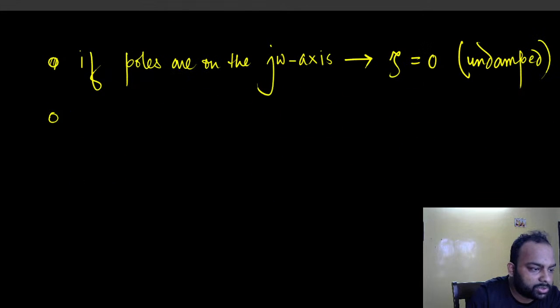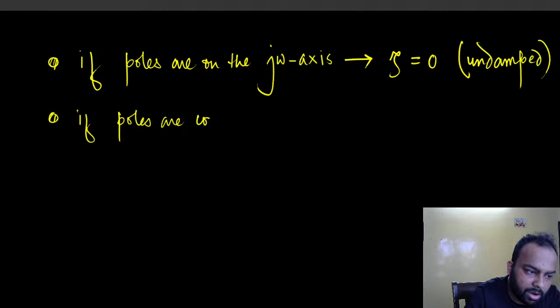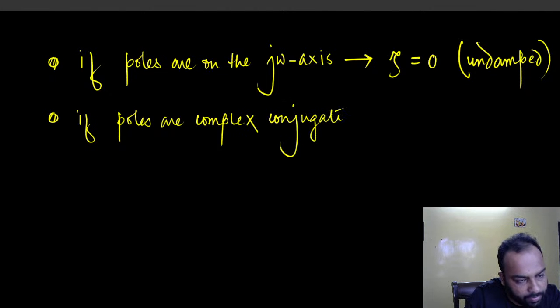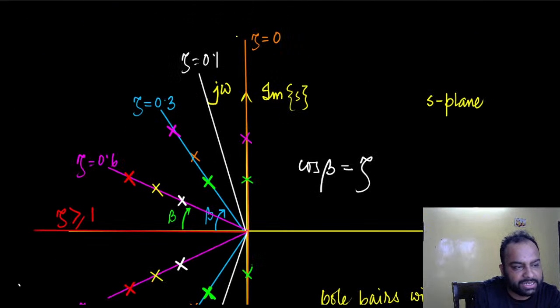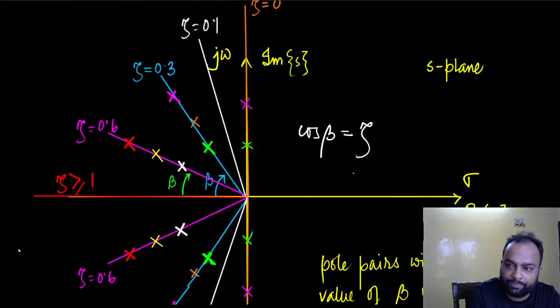right? So if poles are complex conjugate pairs and are on the left half plane. Now what is the left half plane? The left half plane is of course the left half of the j omega axis. So poles with negative real parts. So we are not drawing poles anywhere here, right? This part is known as the left half plane. Why are we not drawing poles on this part? We will later on see that if poles are on this part, the system is unstable.